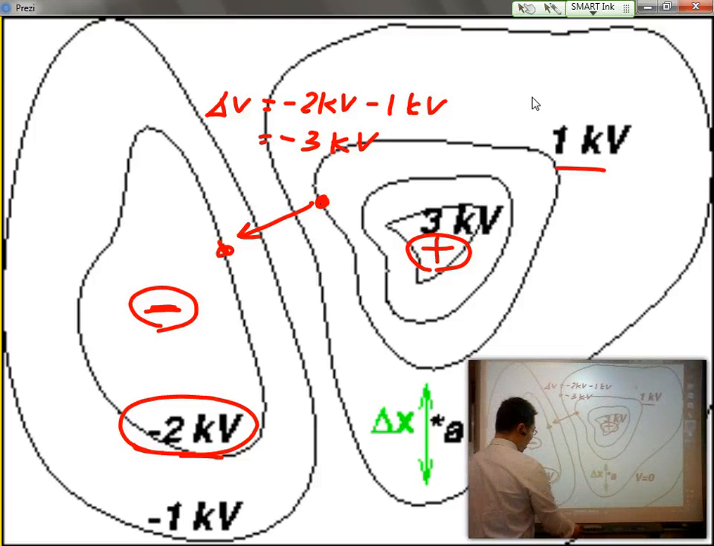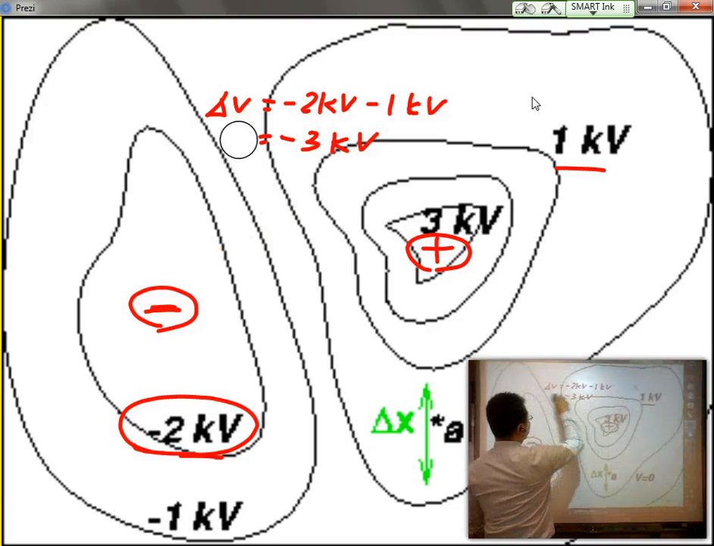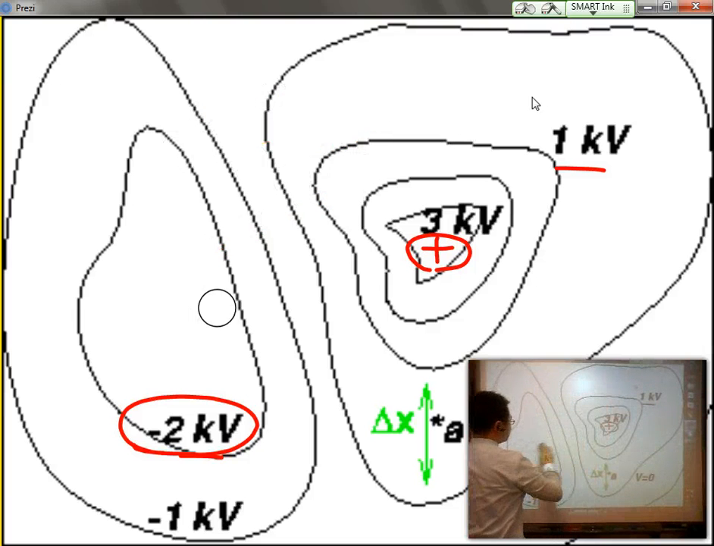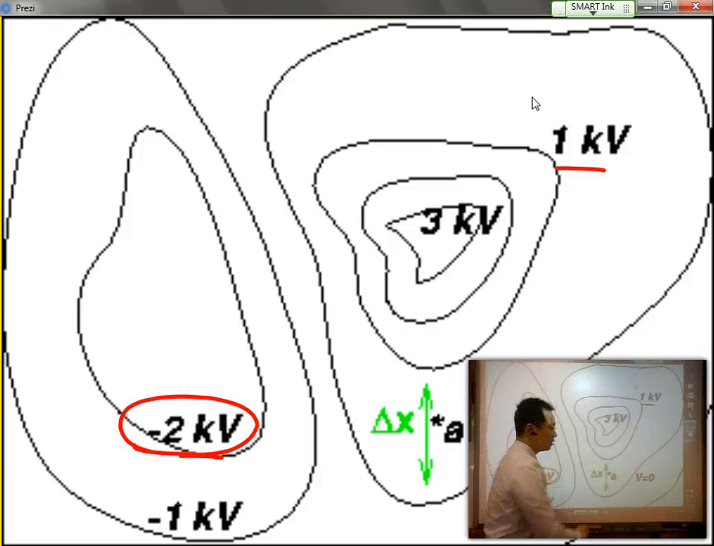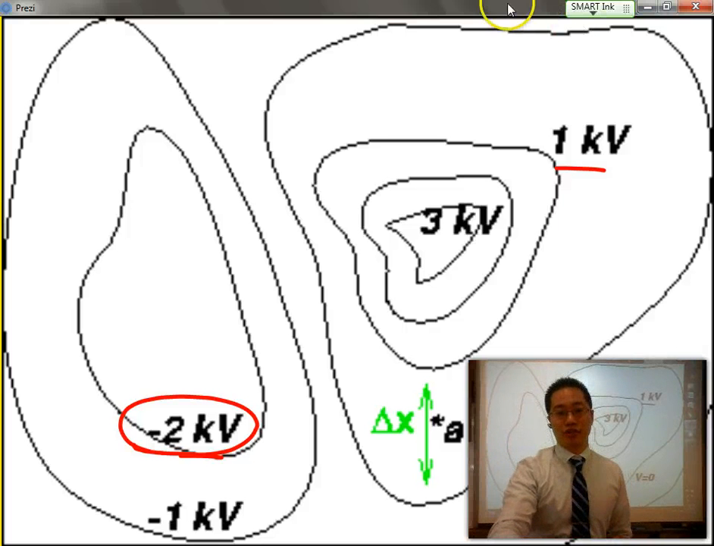On the other hand, you could have a delta V of someone climbing up the mountain, and that would be a positive potential difference.